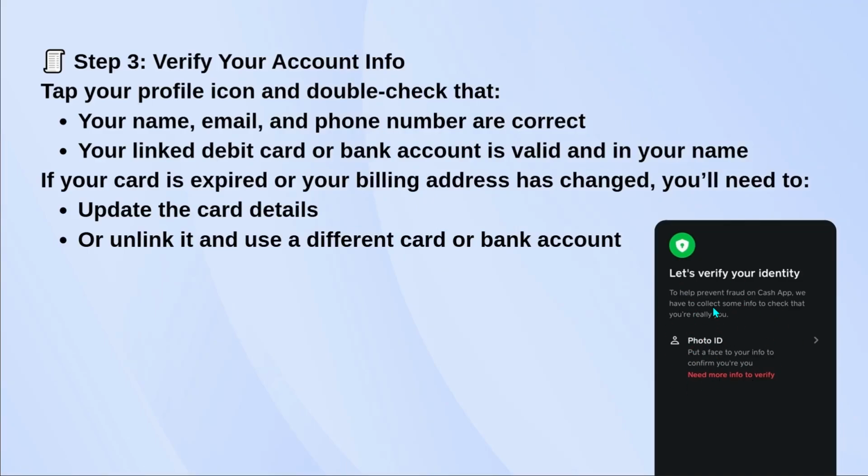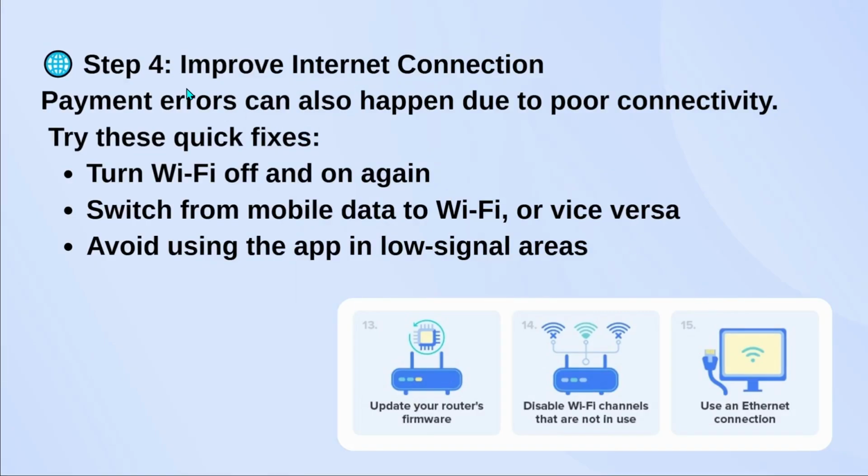Another thing that can mess up payments is your internet connection. If you're in a spot with weak signal or switching between Wi-Fi and mobile data, the transaction might fail. Try refreshing your connection or switching networks. Make sure your phone isn't in airplane mode and that other apps aren't interfering with your connection. Restarting your phone sometimes also helps clear temporary glitches and network conflicts, ensuring smoother transactions.